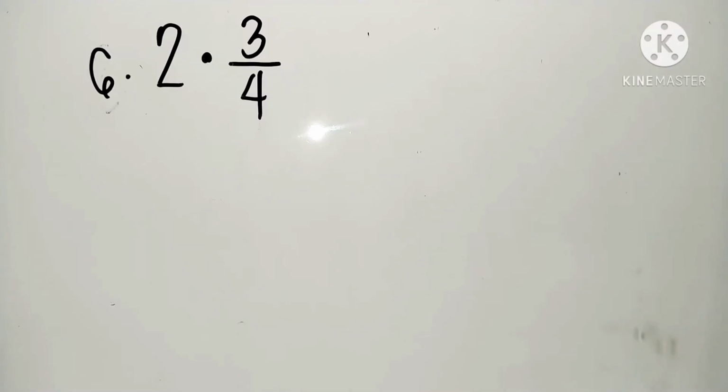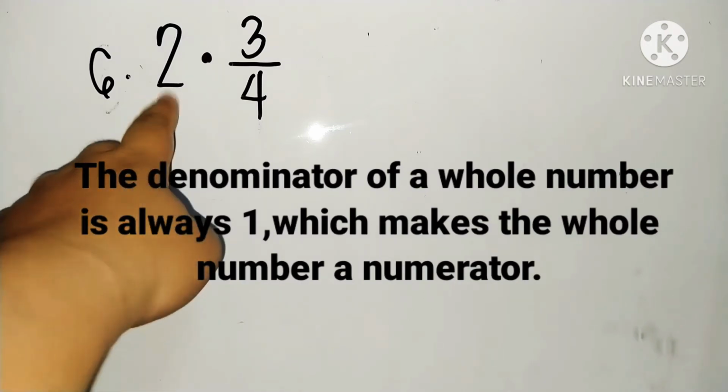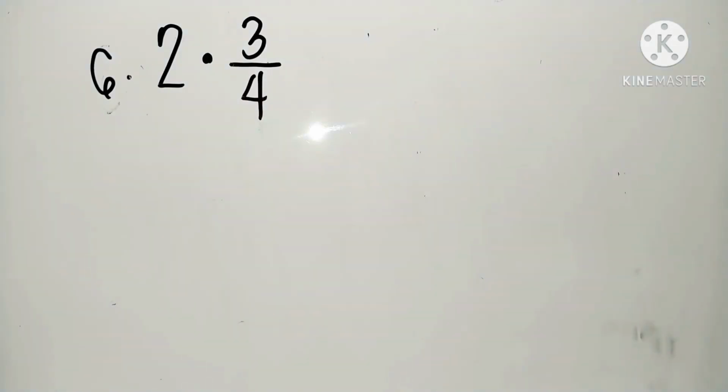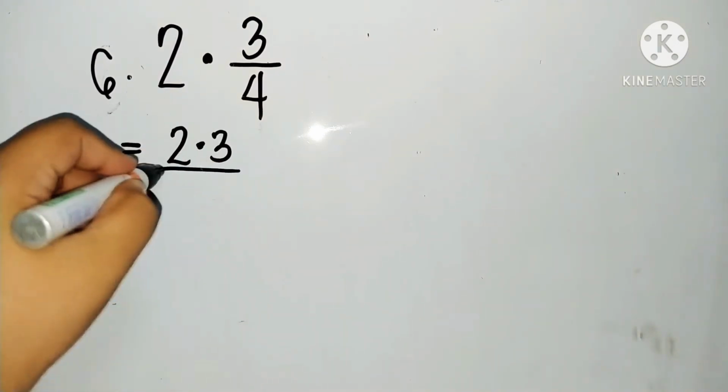Let's have number 6. 2 times 3/4. Kung mapapansin nyo, meron lamang tayong whole number na kailangan i-multiply sa isang proper fraction. So, paano ba mag-multiply ng whole number at saka ng isang proper fraction? Tandaan nyo po, ang lahat ng whole number, ang denominator niyan ay laging 1, which makes the whole number the numerator. Sa case na to, ibig sabihin niyan, yung 2 na whole number, i-multiply natin doon sa numerator which is 3. Ang magiging solution natin ay magiging 2 times 3 over 4.